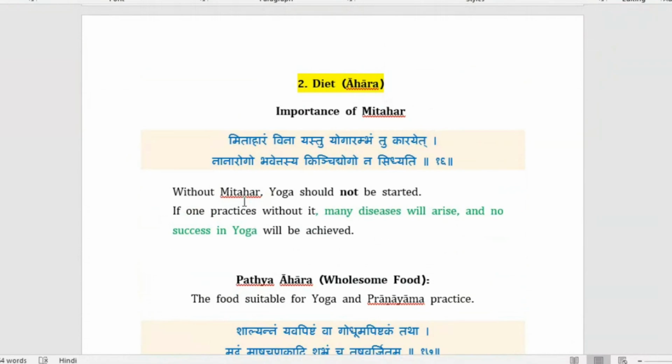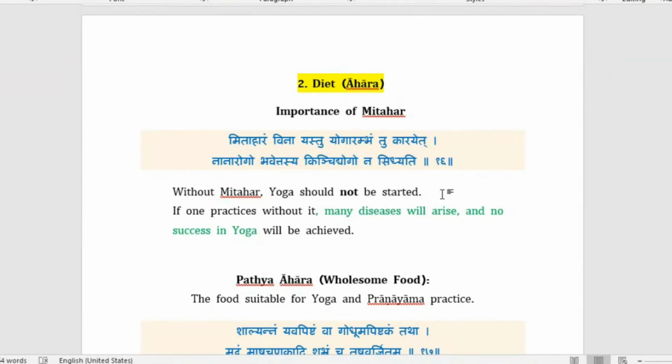Now here he is stating, without mitahar, yoga should not be started. That means mitahar means proper ahar. Yoga should not be started. See, even when we are exercising, we always see to it that if you are exercising, then the diet has to be proper, because you are sweating, you are exercising, so you lose a lot of energy. Your body goes into a lot of work, which it is not used to. So to replenish it, we need to have proper diet.